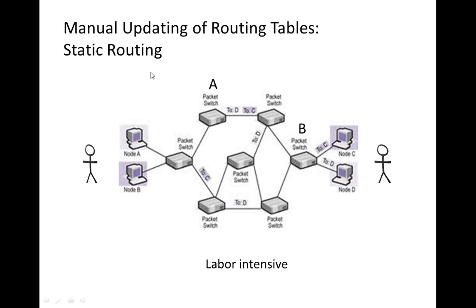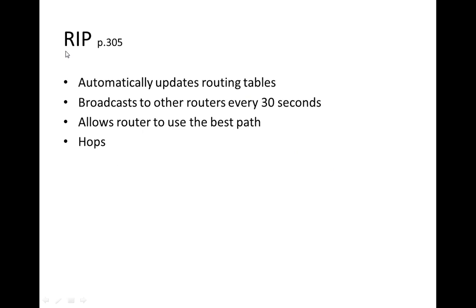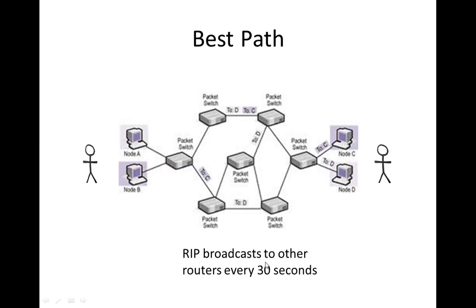So instead of manually updating routing tables, we can use a routing protocol, and this is called RIP, the Routing Information Protocol. The Routing Information Protocol is installed on every router, and it automatically updates routing tables. It broadcasts to other routers every 30 seconds, and it allows the routers to update each other and to find the best path based upon hops.